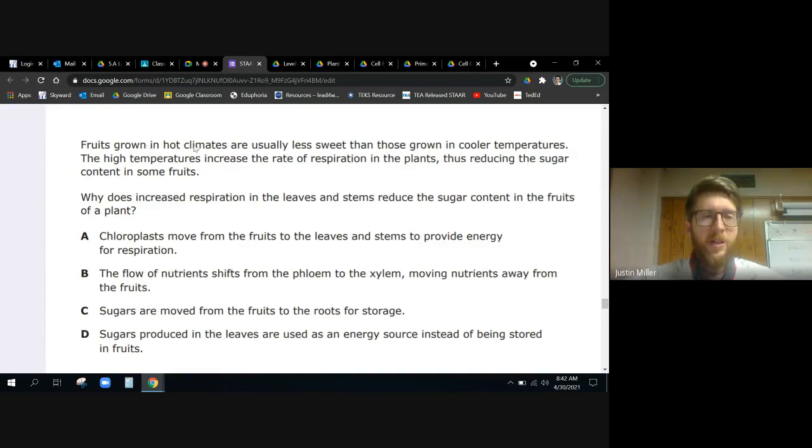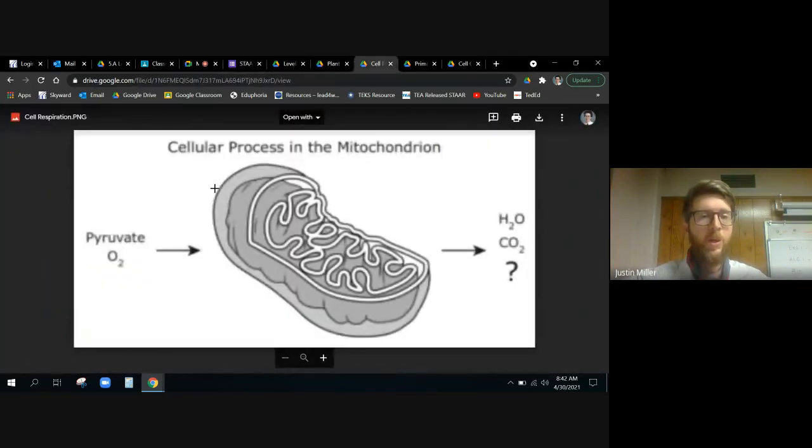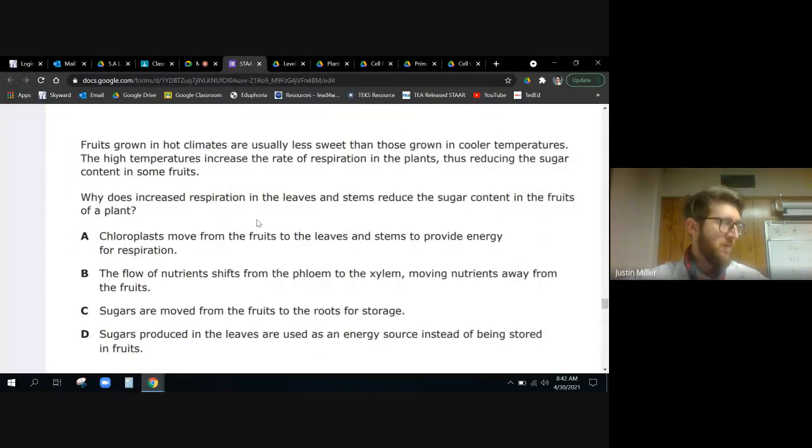And use logic. Fruits grown in hot climates are usually less sweet than those in cold climates. Hot fruits are not as sweet as cold fruits. Why? Let's find out. The high temperatures increase respiration in plants, reducing the sugar content in fruits. Okay, so do you guys remember what respiration is? Cell respiration? It's when the mitochondria turn sugar into energy. If you're burning more sugar to make energy, then you have less sugar because you're burning it. Plants in hot places burn sugar fast. If you burn it, you don't have it. So the more you burn, the less sugar you have, the less sweet you're going to be.